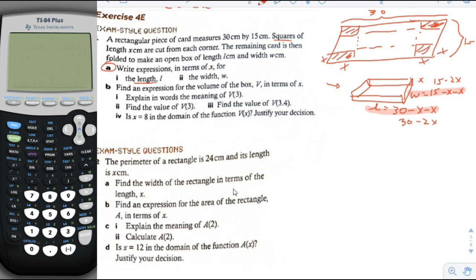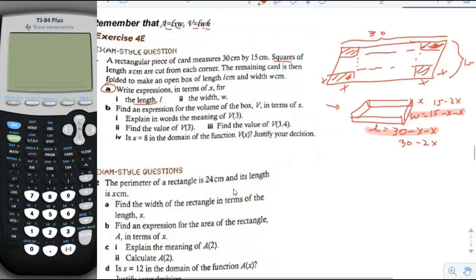What about B? Find an expression for the volume of the box V in terms of x. So V we could write using the formula length times width times height. We could write that V is equal to the length, which is 30 minus 2x, times the width, which is 15 minus 2x, times the height, which is just x. Okay, so that was the first part.